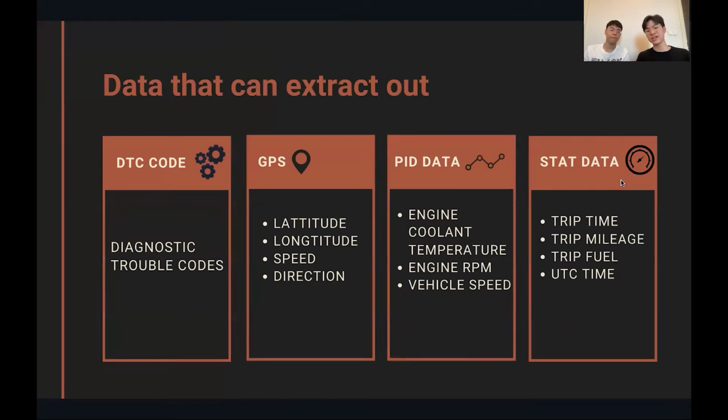Next, there is a lot of data that we can extract, but the main data is the DTC code. It's the diagnostic trouble codes. It's a code that tells us our car has a problem. The next one, GPS, is the latitude, longitude, speed, and direction. The third one is PID data. It's the data stored inside the ECU, coming from all the sensors inside the car. The engine coolant temperature is one example. And the last one, stat data. This is the data that we are going to use for our project result. What are we going to use? We are going to use the trip fuel, the trip mileage, and also the trip time.